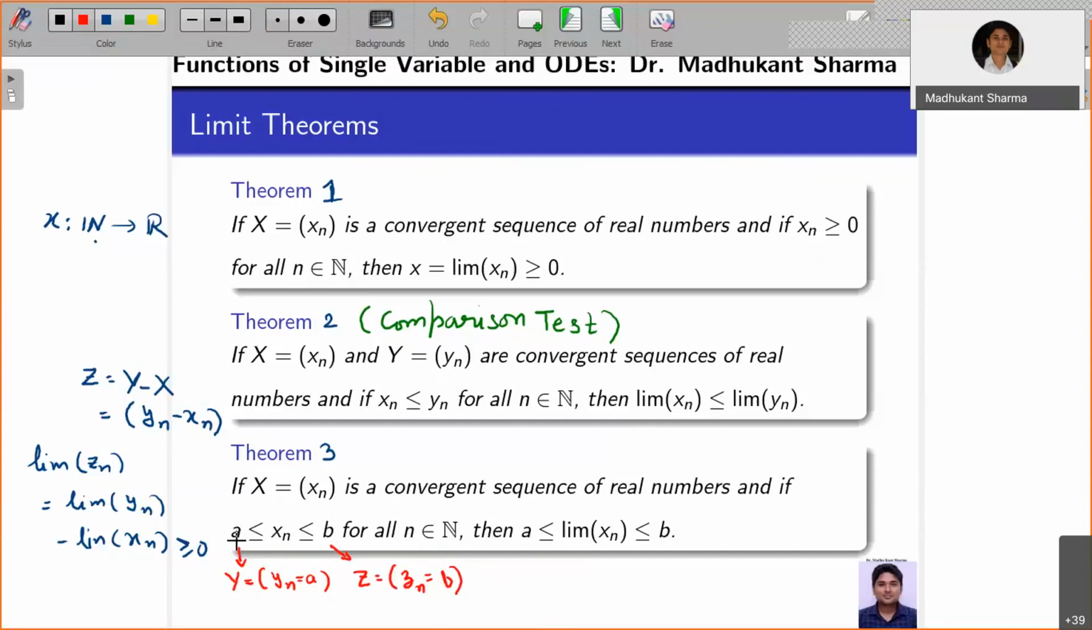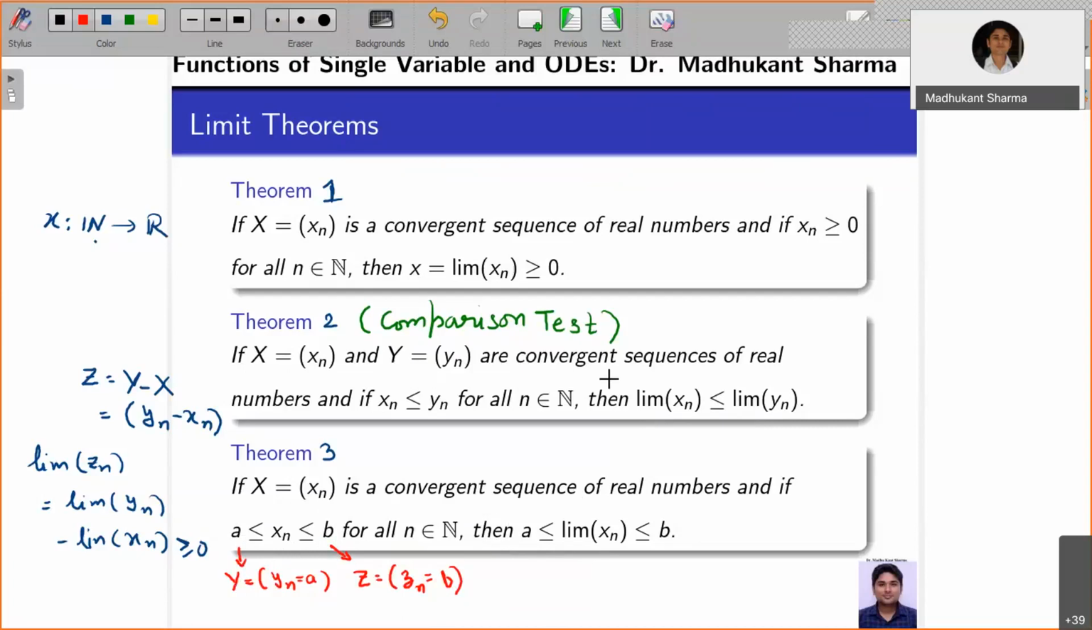Now, yn is less than or equal to xn. So also using theorem 2, the limit of yn is less than or equal to the limit of xn. Now take the second inequality, xn less than or equal to zn. Then the limit of xn is going to be less than or equal to the limit of zn. But the limit of zn is b, and the limit of yn is a. So if you combine both of them, this immediately implies that a is less than or equal to the limit of xn, less than or equal to b.